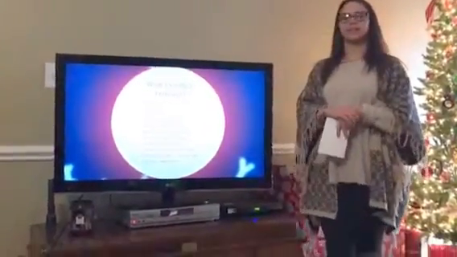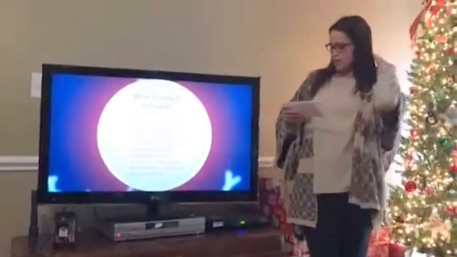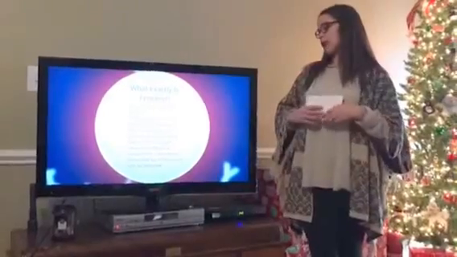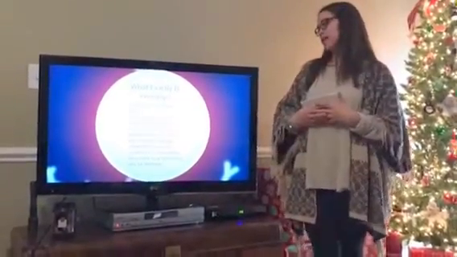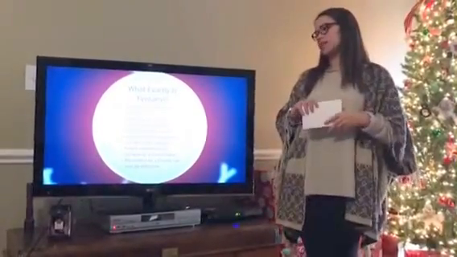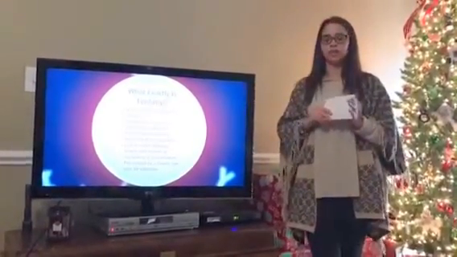What exactly is fentanyl? Fentanyl is a synthetic opioid pain reliever, and it is 50 to 100 times more powerful than morphine. It can be made illegally or be prescribed by a doctor. It treats pain, usually in terminally ill patients.